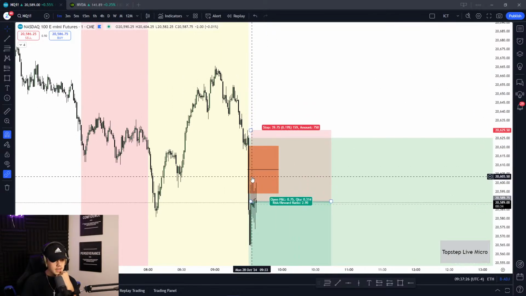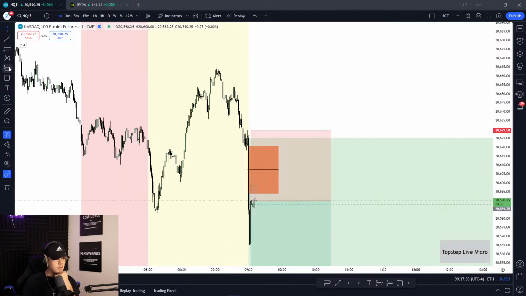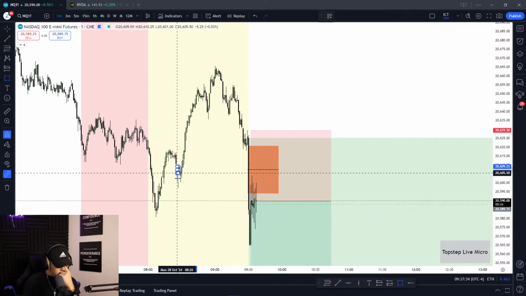All right, we failed to make a higher high at that high. We still haven't tapped consequent encroachment, which is good. We also have this breaker. Let me go to the wick.